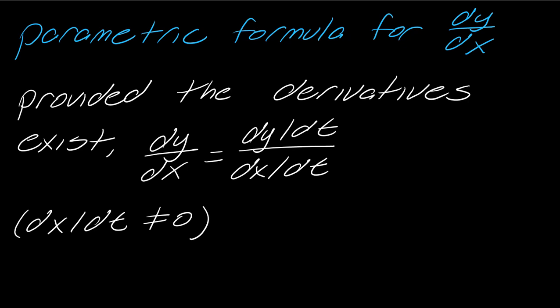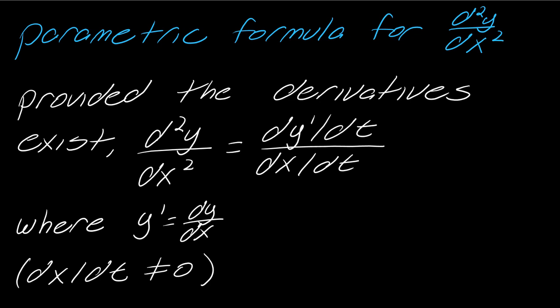Okay, cool. Now, the slightly more tricky formula is when we want to take the second derivative, and this will probably be best understood with an example. Provided that the derivatives exist, the second derivative is described as d(y prime)/dt over dx/dt. This y prime is my first derivative. So basically you take the derivative of the first derivative and then divide that by dx/dt. This is a little bit more complicated, and like I said, it's best understood with an example, so we'll just jump right into it.